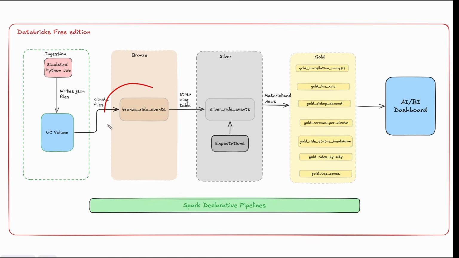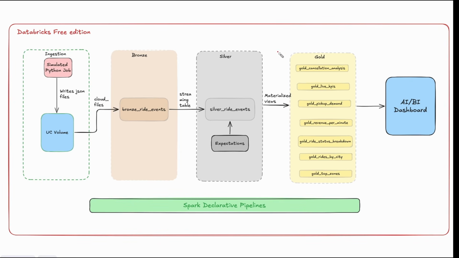So this is what the bronze table will be, and then we'll be creating one table on silver, that is silver write event. This will have some filters on top of bronze, and we'll also add some expectations. Expectations are nothing but data quality rules or checks that you can add. As we go from one stage to another, the quality of the data should improve. I'll be showcasing how to add expectations.